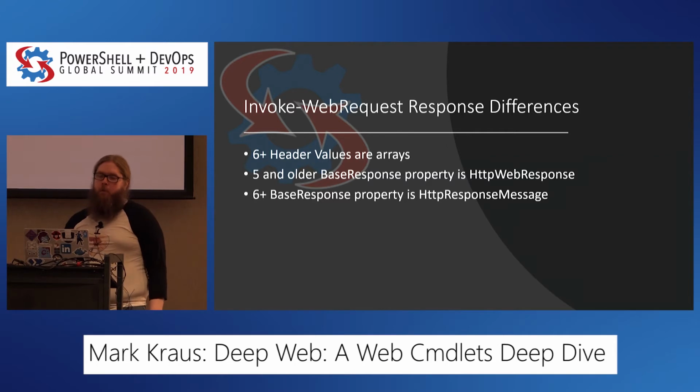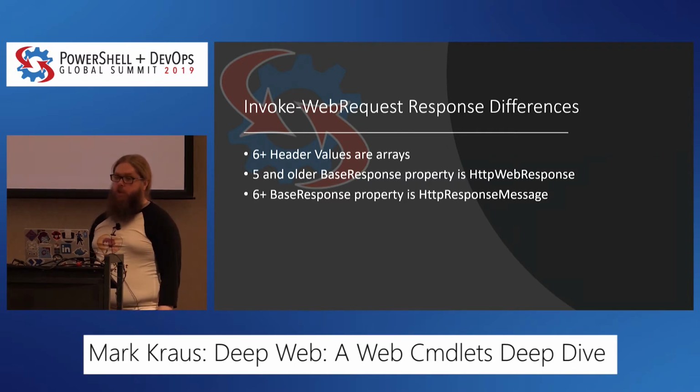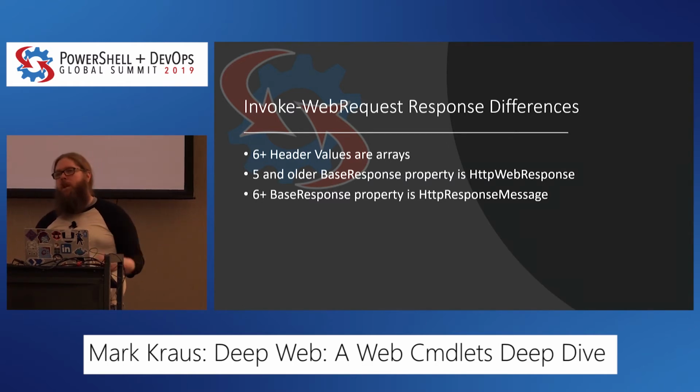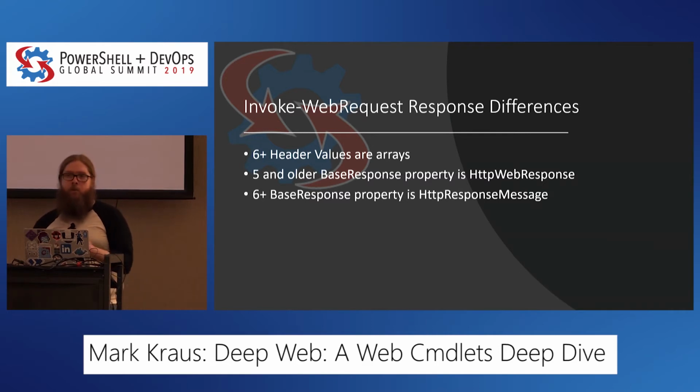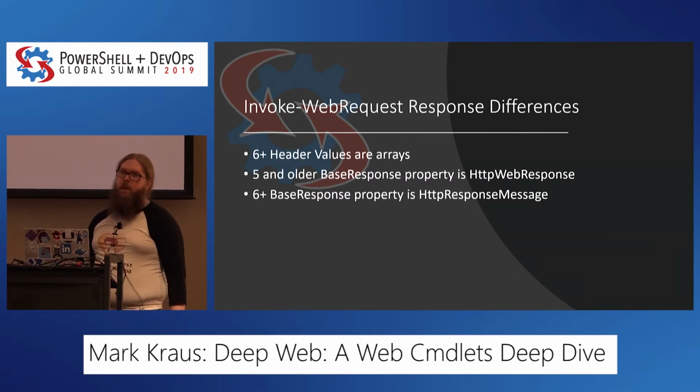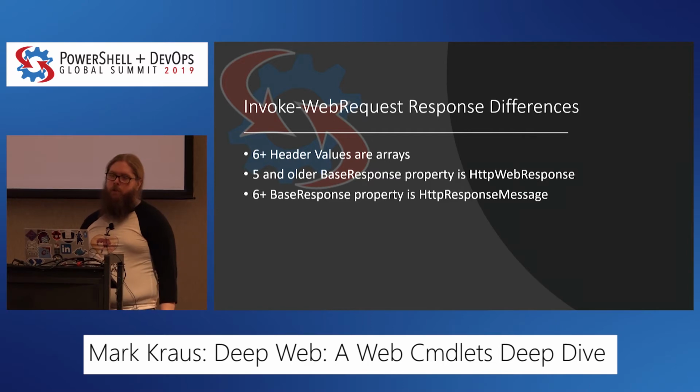So Invoke-WebRequest response differences is one of those changes. The header values are now arrays. So when you did Invoke-WebRequest and you got back the object and it had the headers property on it, that would usually be a single string. Now it's an array of strings, and it might only have one string in there, but that's a difference that might trip you up a little bit.